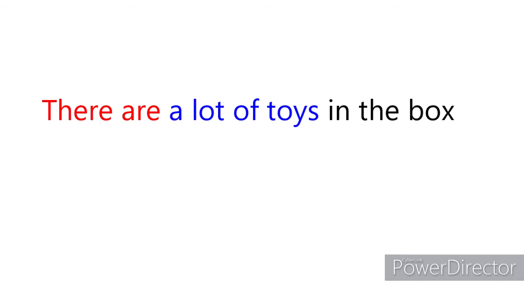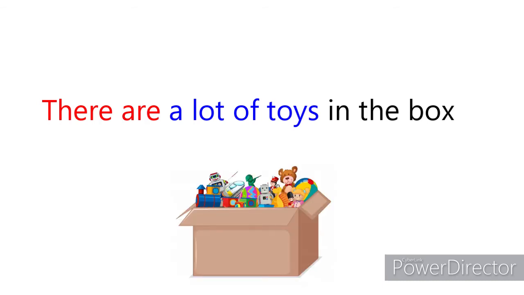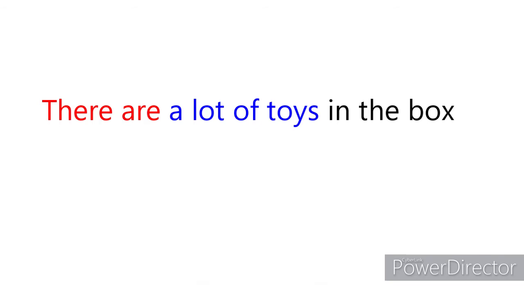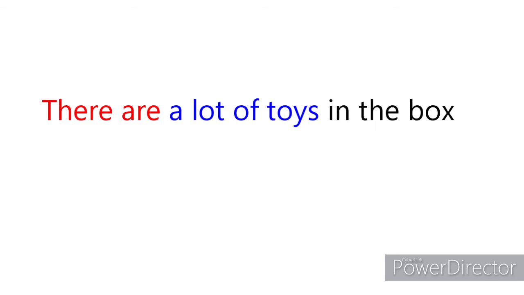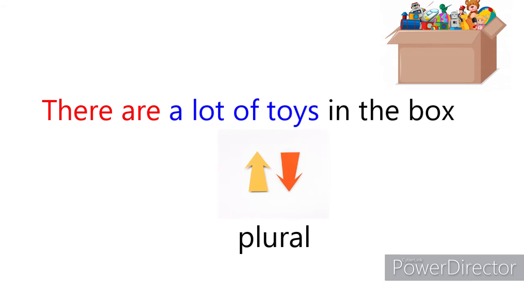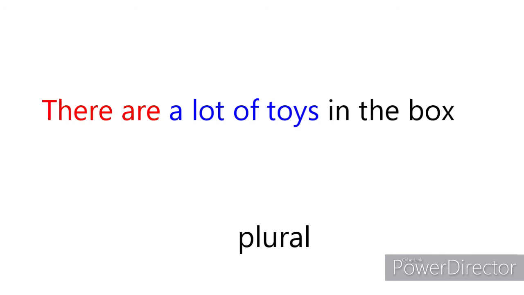Another example, there are a lot of toys in the box. يوجد كثير a lot of toys من الألعاب in the box في الصندوق. Toys here ألعاب, toys is in the plural. That's why we use there are. Toys is in the plural. There are a lot of toys. يعني هناك العديد من الألعاب or ألعاب كثيرة في الصندوق.